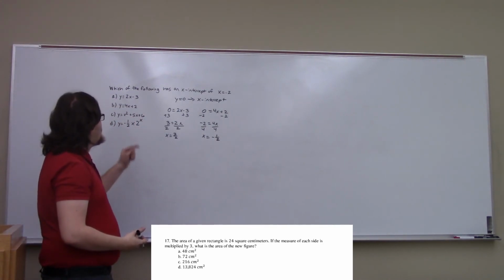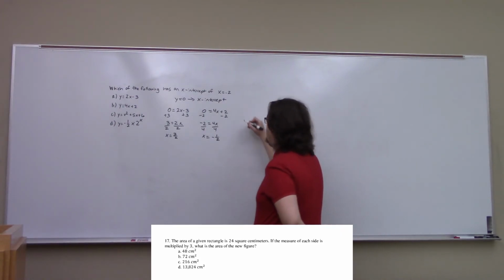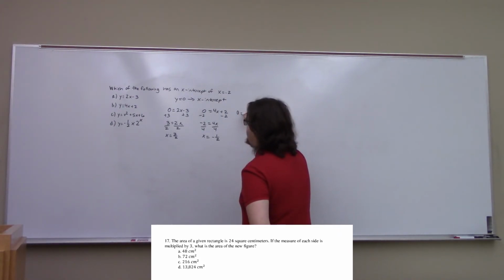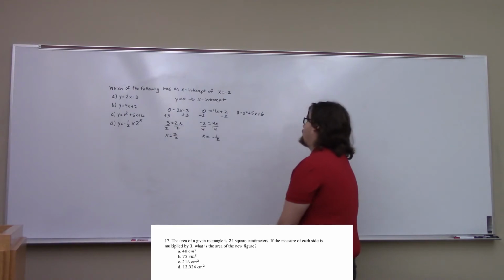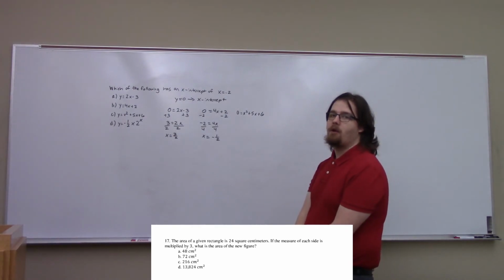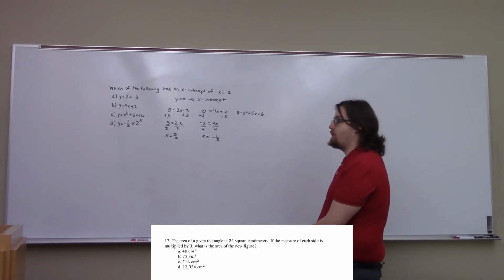Next, we have y is equal to x squared plus 5x plus 6. If we plug in 0 for y, we get 0 is equal to x squared plus 5x plus 6. Alright, so now we have a polynomial that we need to factor or use the quadratic equation. I'm going to do a factorization.